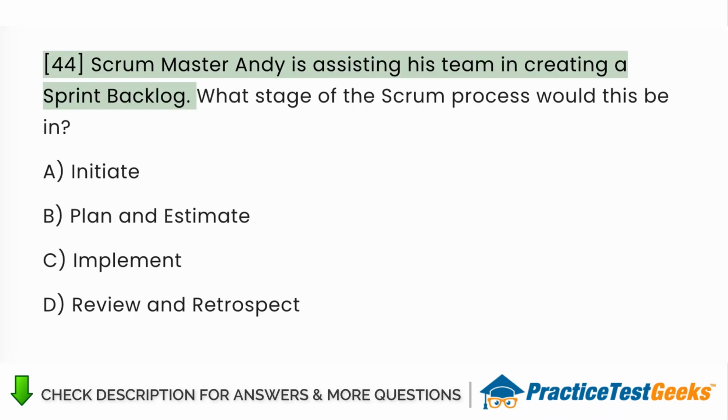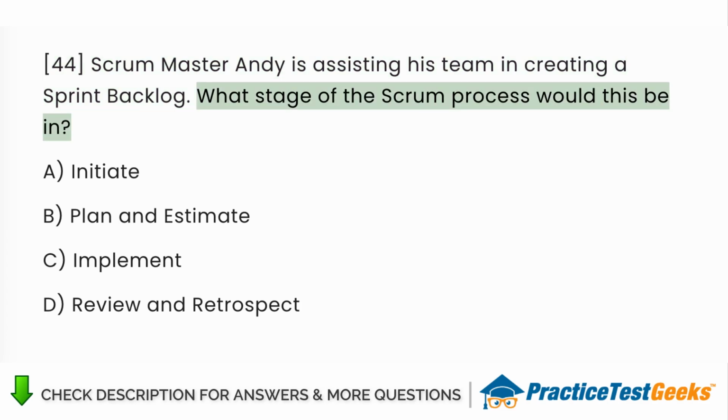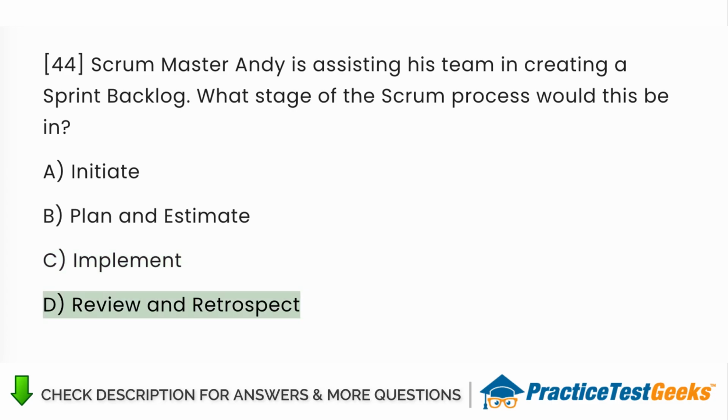Scrum Master Andy is assisting his team in creating a sprint backlog. What stage of the Scrum process would this be in? A. Initiate. B. Plan and estimate. C. Implement. D. Review and retrospect.